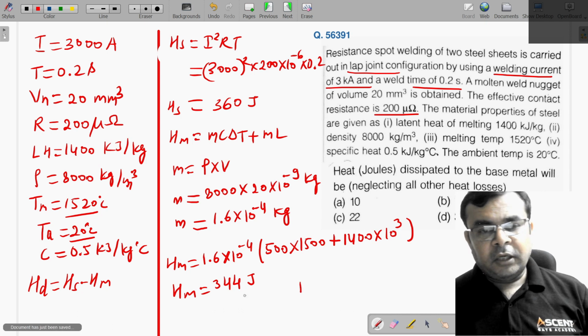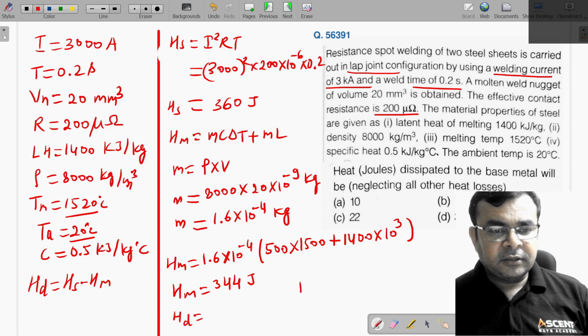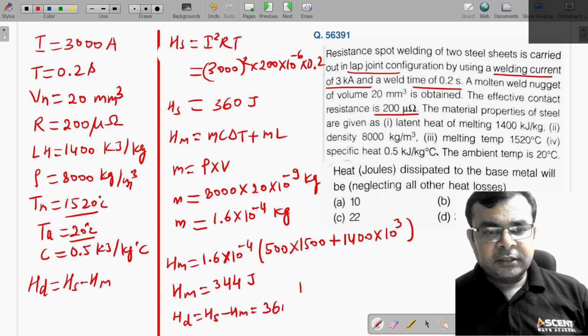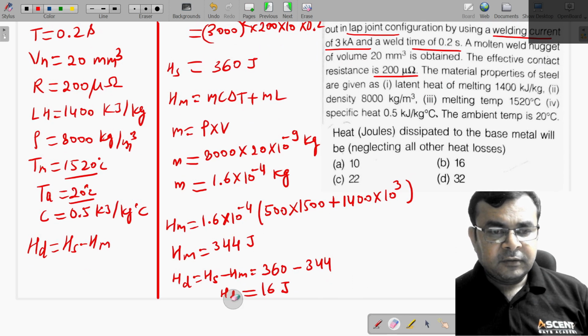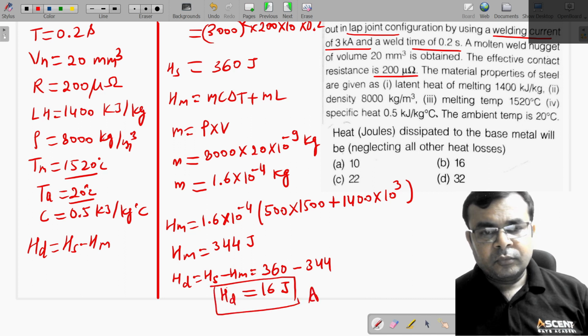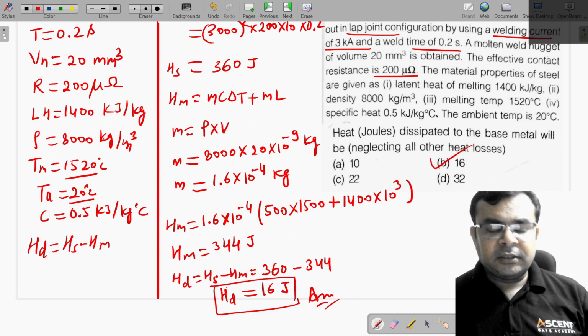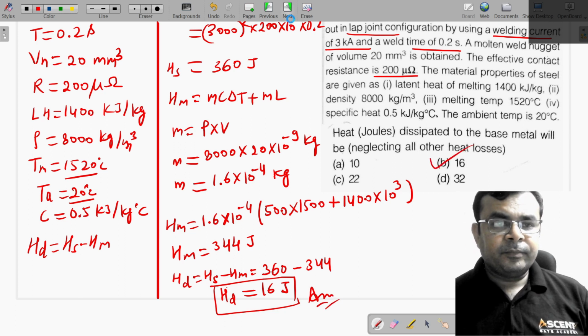joule. Now if I calculate heat dissipation, this is HS minus HM. So this is 360 minus 344, and if you simplify this, you will get 16 joule. This is the amount of heat which can be dissipated into the atmosphere, that is HD is equal to 16 joule. This is the correct answer. So according to this, the correct answer is option B.